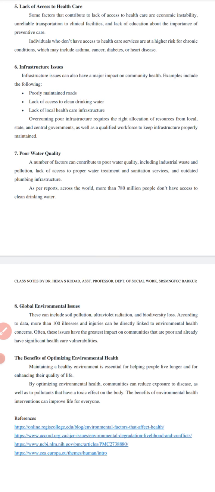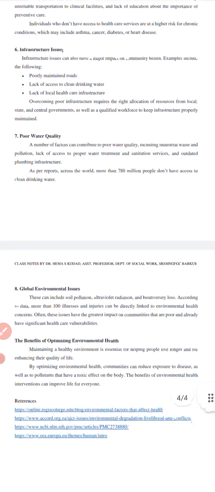So the eighth environmental factor is global environmental issues. These can include soil pollution, ultraviolet radiation, and biodiversity loss. According to data, more than 100 illnesses and injuries can be directly linked to environmental health concerns. Often, these issues have the greatest impact on communities that are poor and already have significant healthcare vulnerabilities. So, these are the eight important environmental factors which impact our health.